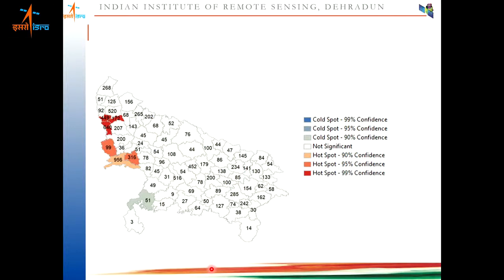Here the map is having some values. Red means this is a hotspot with 99% confidence interval, this is a hotspot with 95% confidence interval, and yellow is for hotspot with 90% confidence interval. This green is cold spot with 90% confidence, and the rest of the polygons are non-significant. They are neither hotspot nor cold spot.